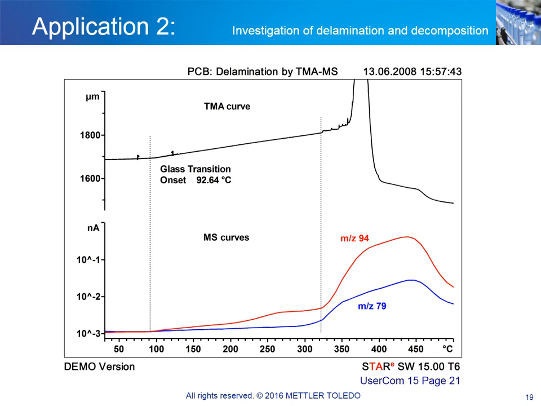Reaction products containing bromine can even be detected immediately after the glass transition. The rapid increase in the formation of bromine-containing decomposition products above 330 degrees Celsius also indicates the reason for the delamination process.